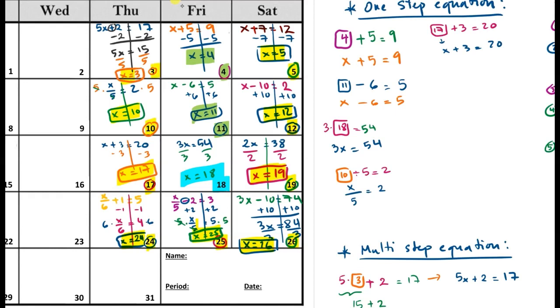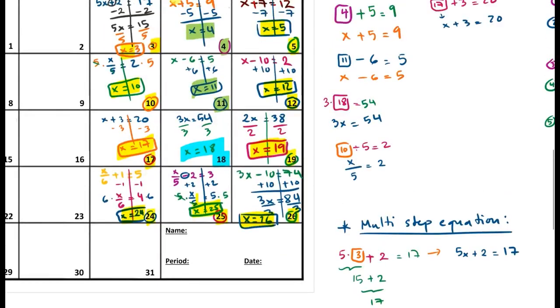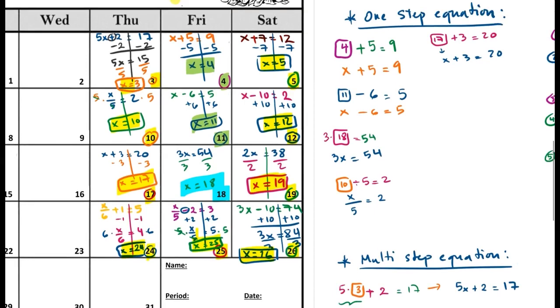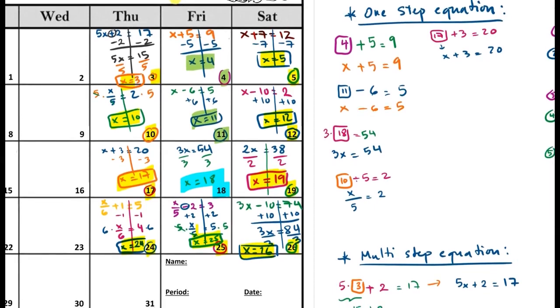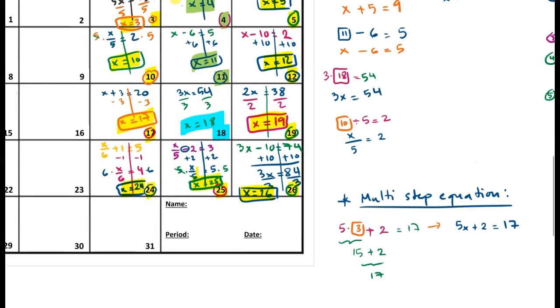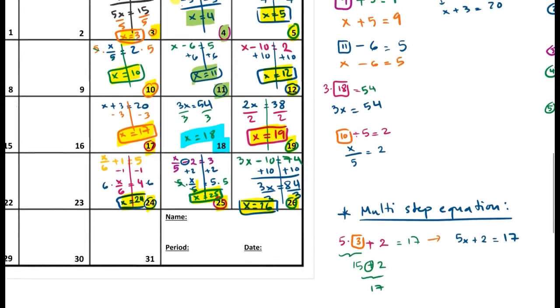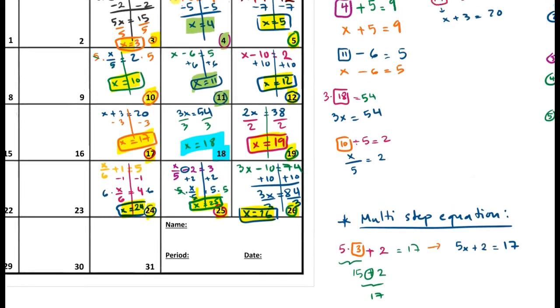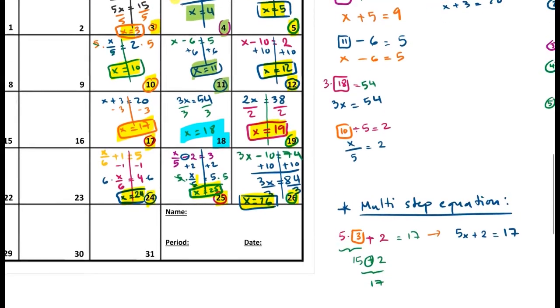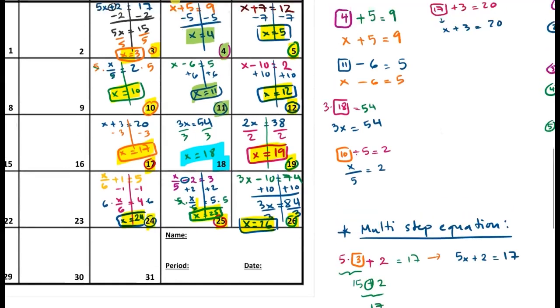Again, matching with the date. Okay, look at the calendar. The first thing you're going to do is subtract 2. Look at the last thing we did in getting 17. The last thing you did is add 2. So it's to reverse the process. The last thing you do in evaluating the expression is the first thing you're going to do in solving the equation.